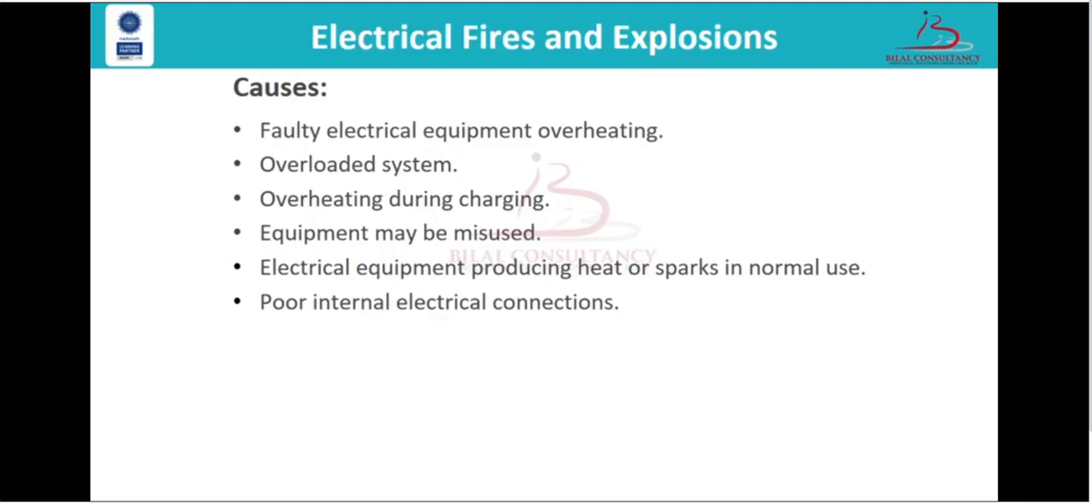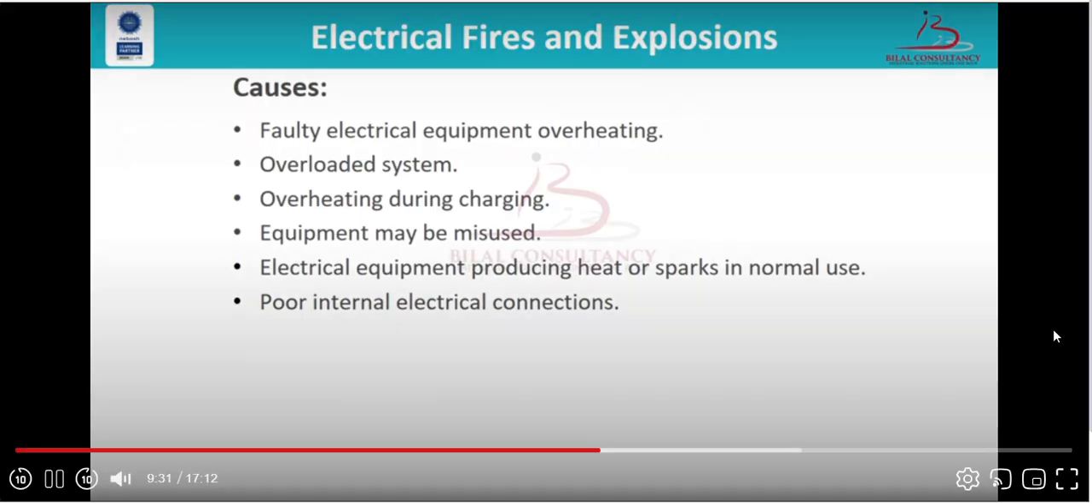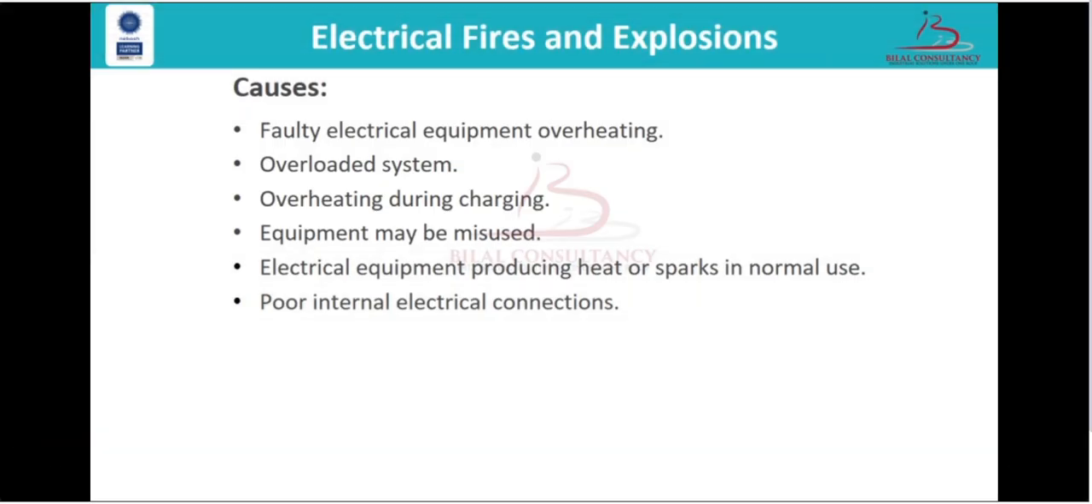Electricity can cause fire and explosion in several different ways, which are: an electric component may be faulty and overheat as a result, leading to fire. The system may be overloaded as too much current passes through it, which causes it to overheat, causing fire or explosion. Overheating during charging: many portable or mobile devices can become hot during the charging process. This is particularly the case if the equipment is faulty or of poor quality.